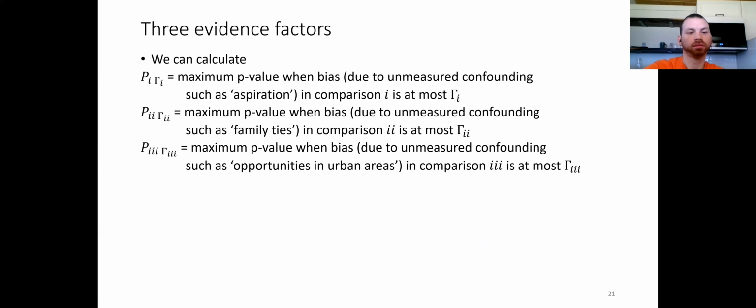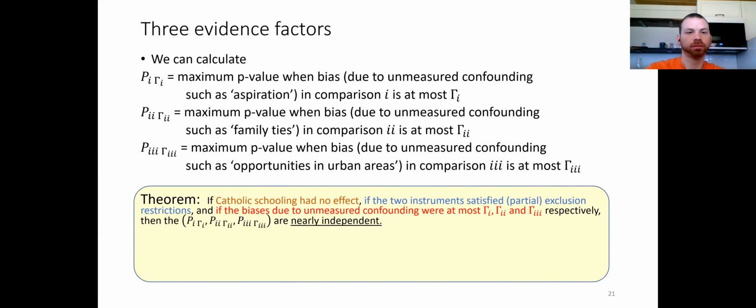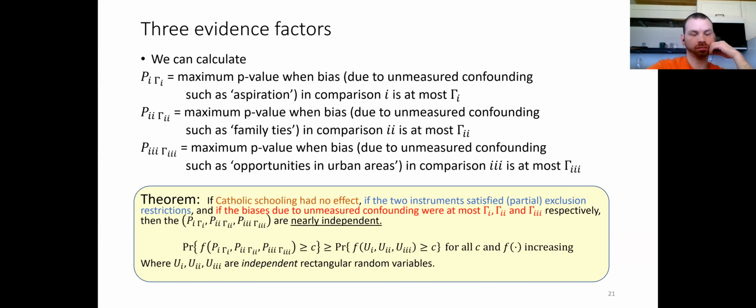The theoretical result says the following. If Catholic schooling had no effect, so again, if the null hypothesis was true, if the instruments satisfied exclusion restrictions, and if the bias from unmeasured confounding were at most gamma 1, gamma 2, and gamma 3, then the three p-value upper bounds are nearly independent, by which I mean the following: the joint distribution of the three, P1, P2, and P3, is stochastically larger than the uniform distribution on the unit cube. And that's the mathematical statement of it.